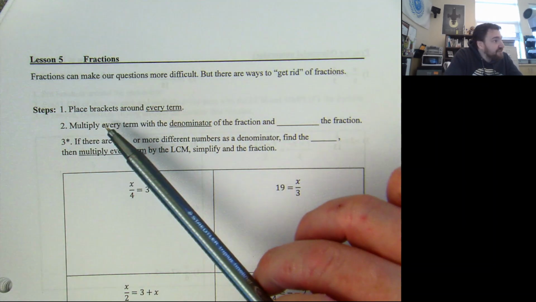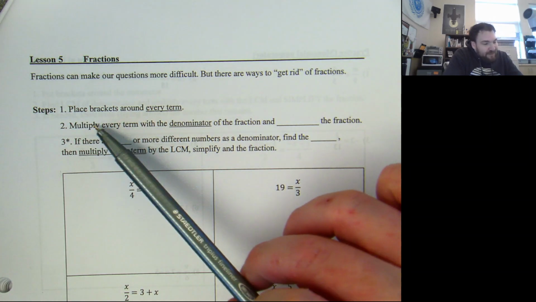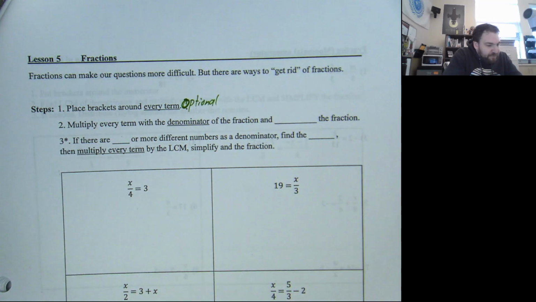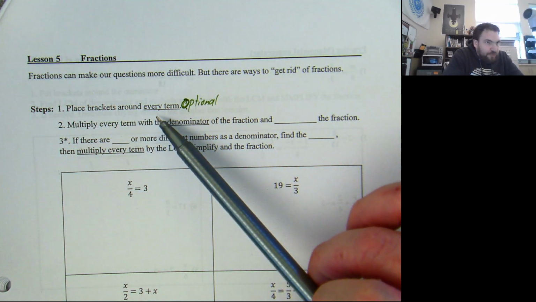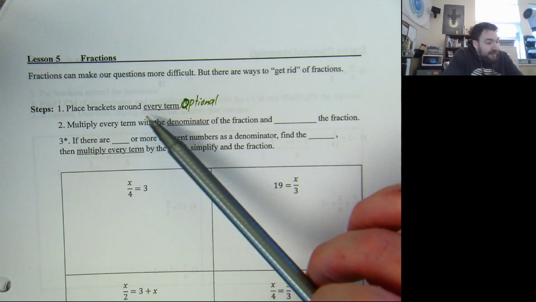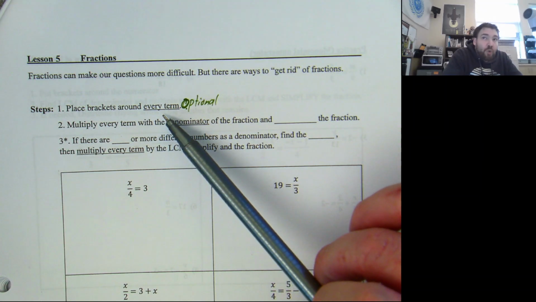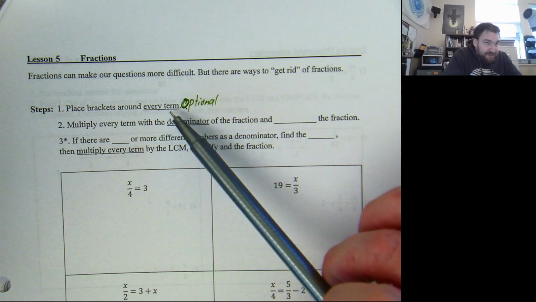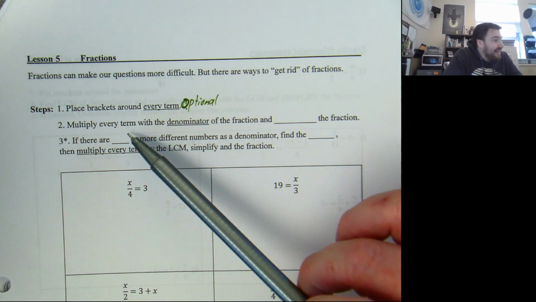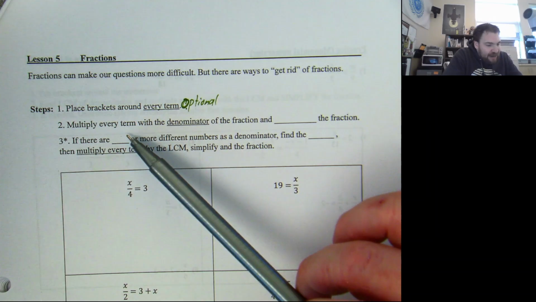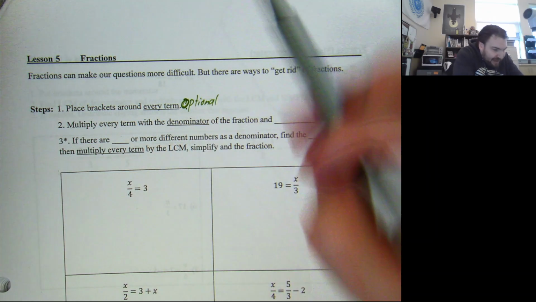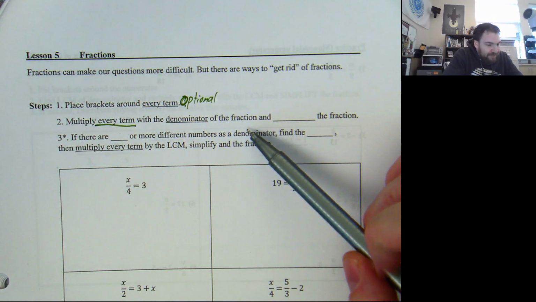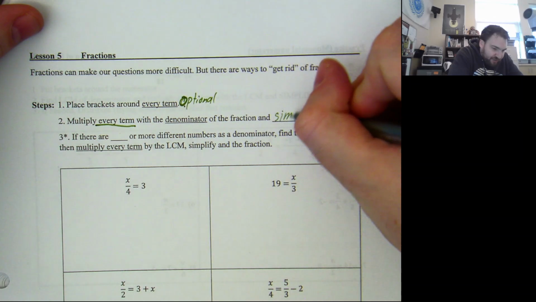Here are the steps that I'm going to demonstrate. First, this is kind of optional, but if it helps you, go for it. What you need to do is identify how many terms you've got. An easy way to do that is to place brackets around each term. Once you get good at this stuff, I don't expect you to do that. But you need to be able to identify how many terms are present. Then you're going to multiply every term by whatever denominator is present. And then we're going to simplify that fraction.